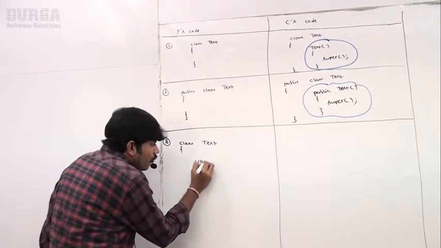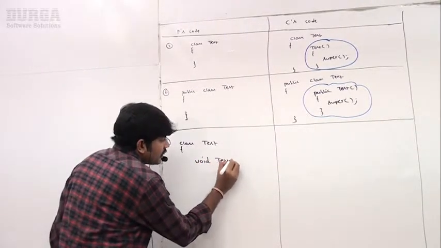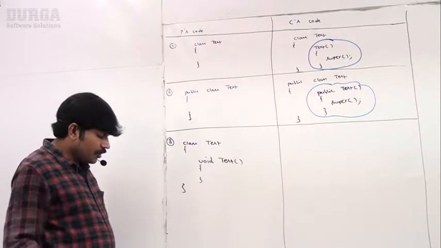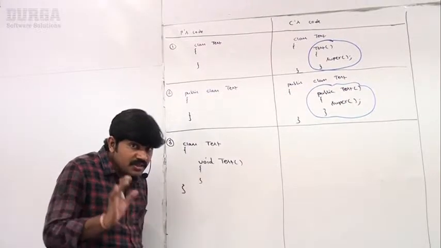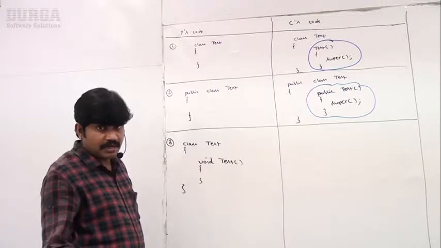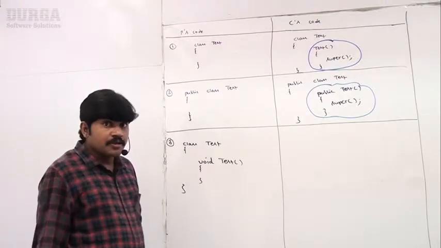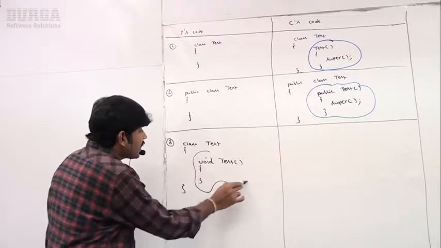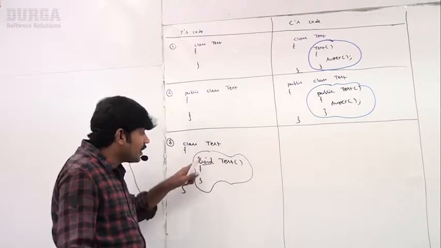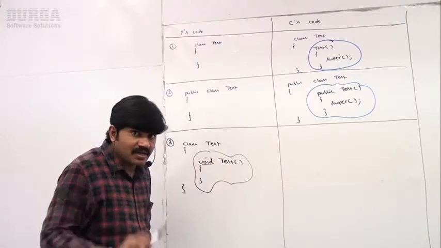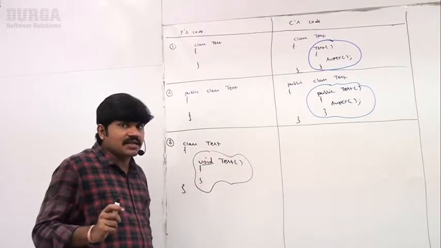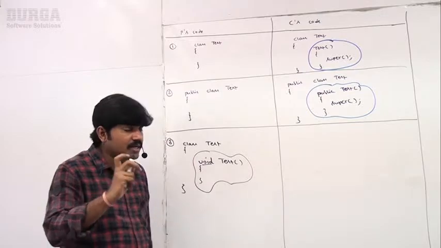Now void test, like this I'm taking, sir. Class test, void test. Can you please confirm, in this case, will the compiler generate any code or not? Yes, the compiler will generate a default constructor, because this is not a constructor, it is a method. If you declare a return type for the constructor, it will become a method but not a constructor. So you didn't write any constructor. If you are not writing any constructor, the compiler will always generate a default constructor, right?